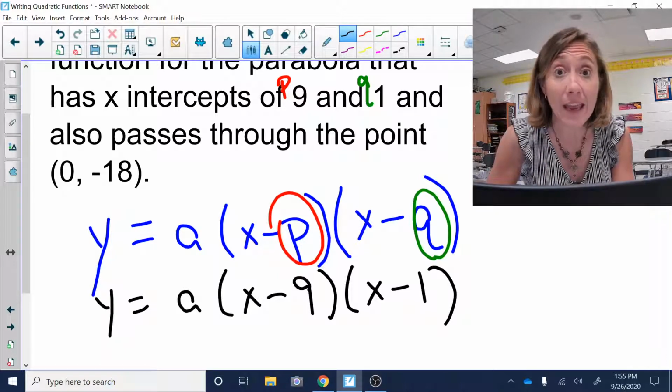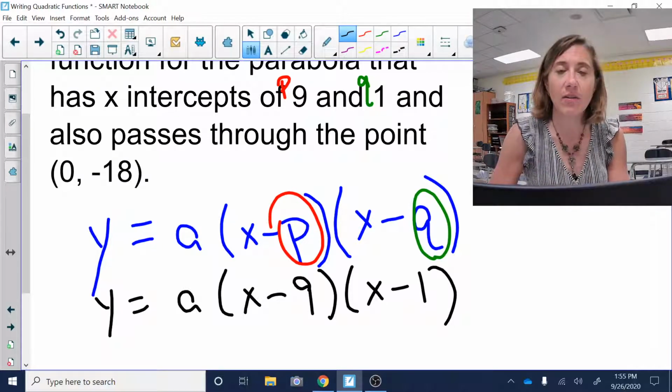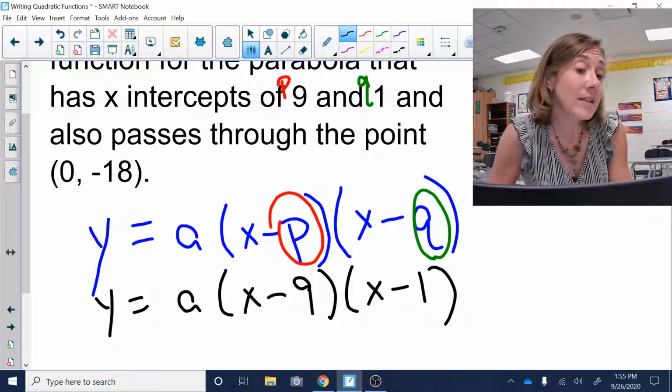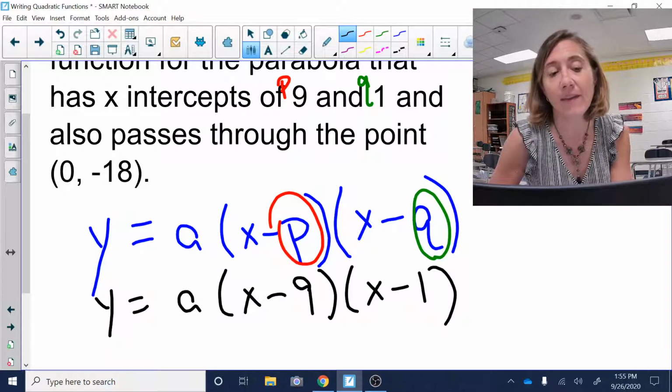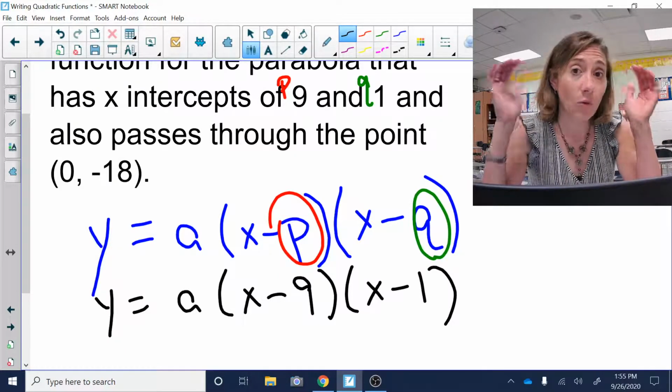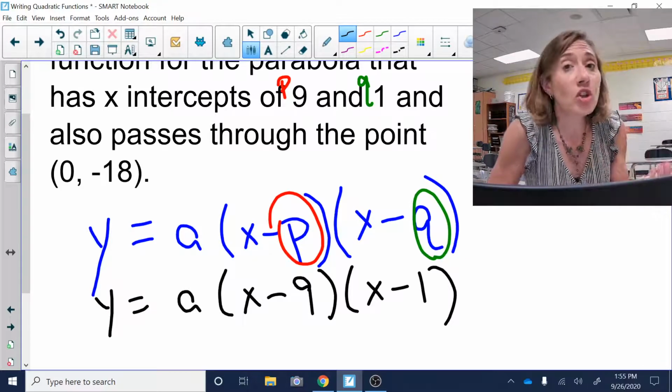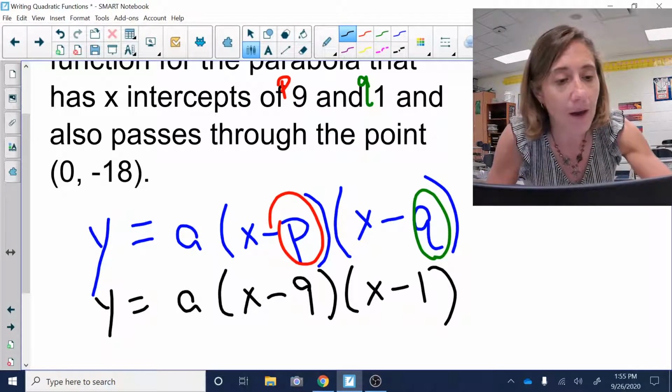However, we still have an a. We need to have a number there. I don't know what the number is. It doesn't tell me that, but it does give me this other fact that this parabola happens to pass through the point (0, -18). Well, anytime you see an ordered pair, you know for sure that that's telling you an x, y pair.